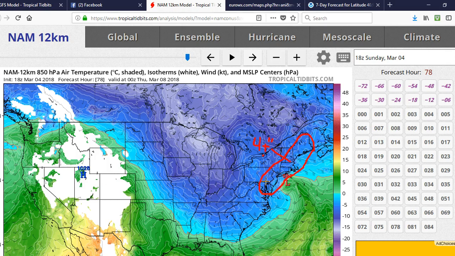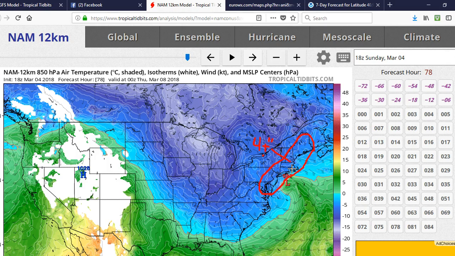I'm including Baltimore, Washington, D.C., Philly, New York City and Long Island, Boston, most of Maine. Albany I'll keep on the northern edge of this for now. I think you might be a little too far north. Providence, Rhode Island, Hartford, Connecticut, all of New Hampshire, southern Vermont, eastern and northeastern Pennsylvania, all of New Jersey. These areas, I'm putting you in the threat for 4+ inches.